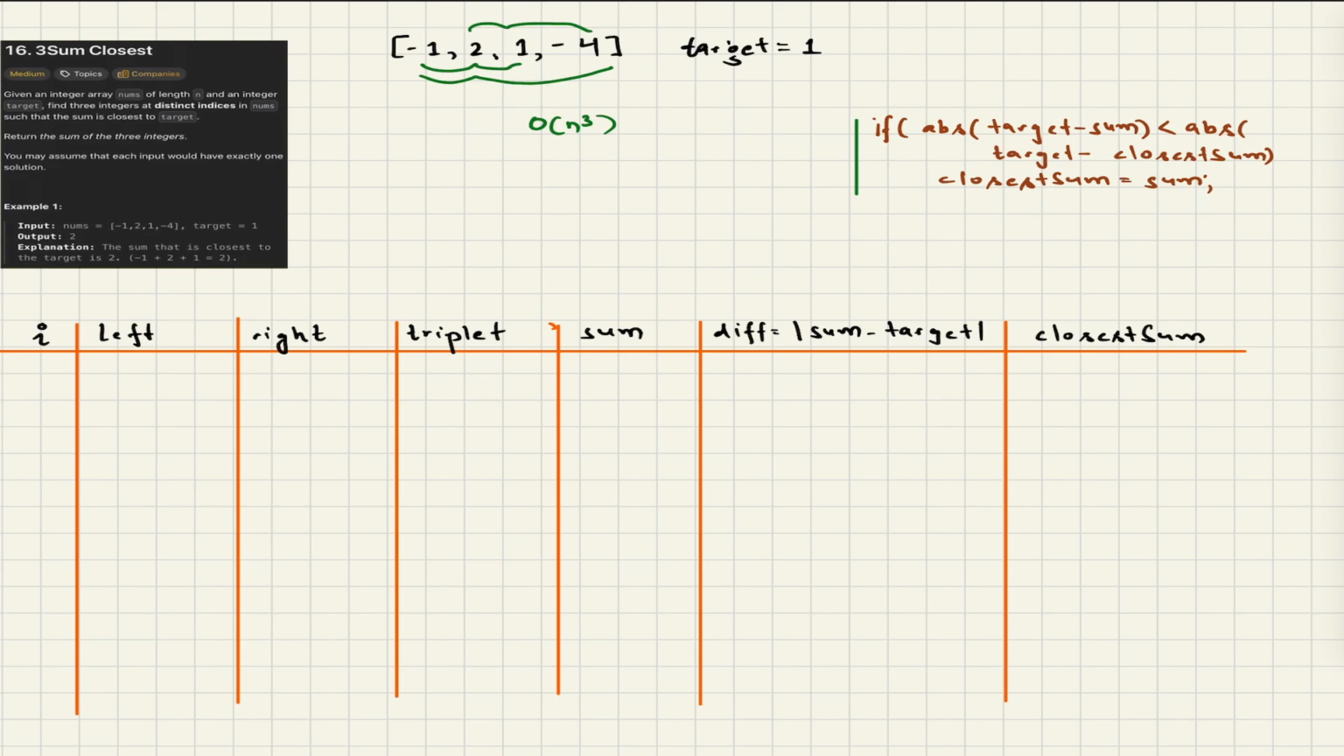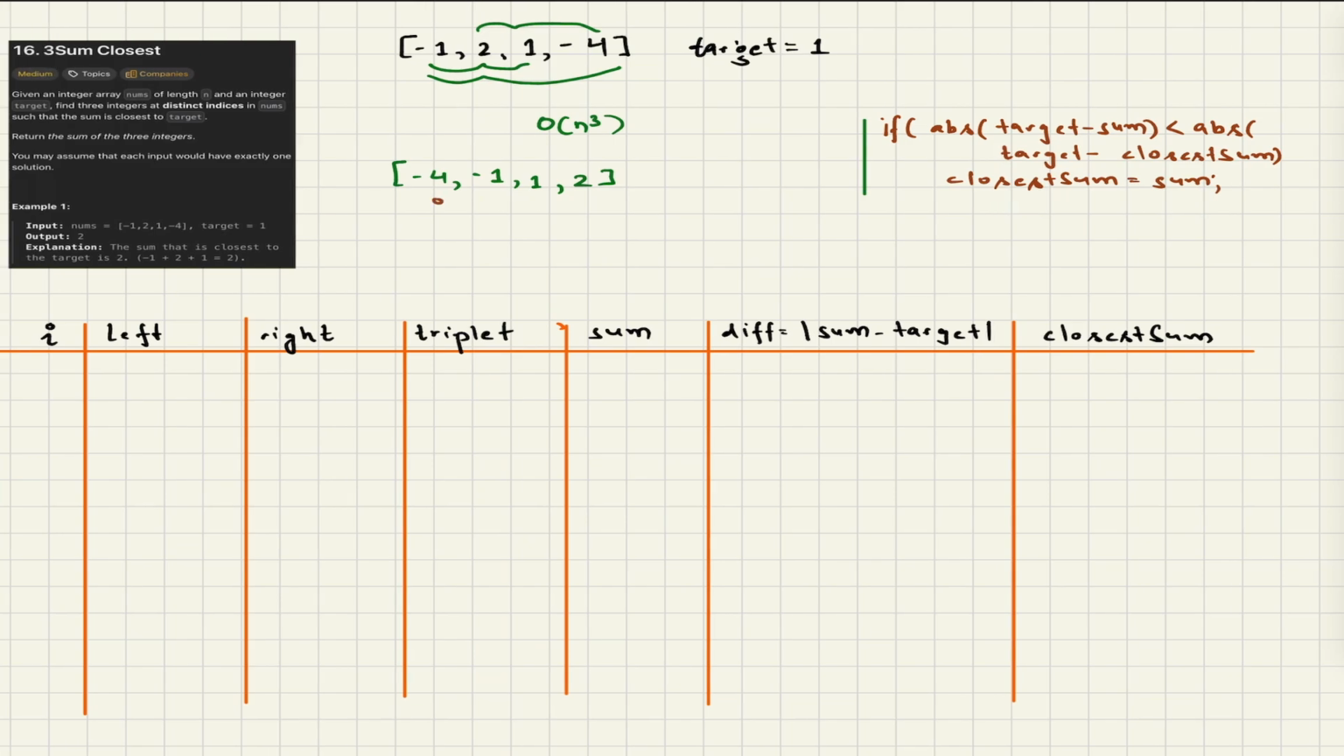So what we had done in the last problem is that we sorted the array and then we fixed an i. Let me first sort the array. It will be this. Let me write indices so that it's easy for me during the dry run. Okay, so now that I have sorted the array, I'll fix my i and perform two pointers and see which of my sums gets closest to the target.